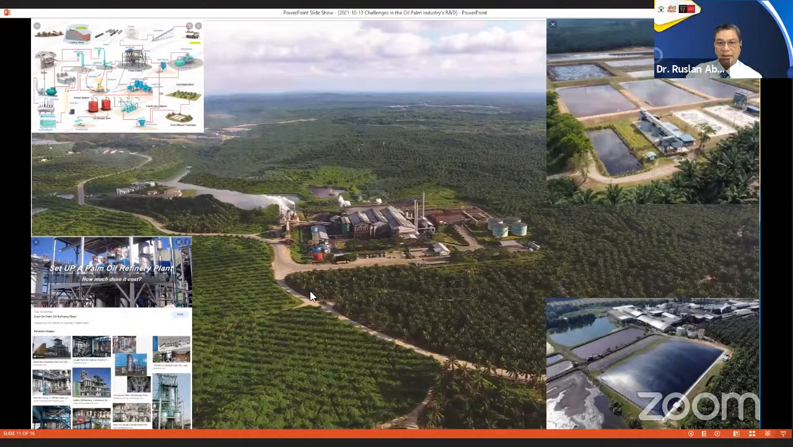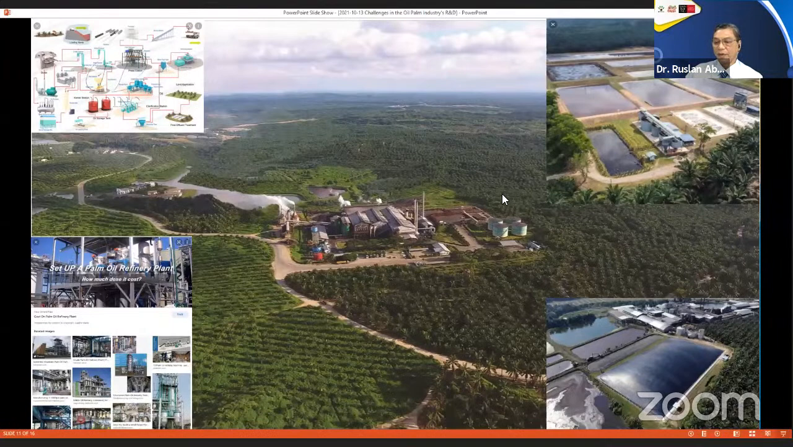Okay, this is a typical oil mill in the oil palm industry. What we have here is an oil palm mill. We have the pond to treat the palm oil mill effluent. We have the mills where the fruits are crushed and the oil extracted from the mesocarp, and also from the kernel.